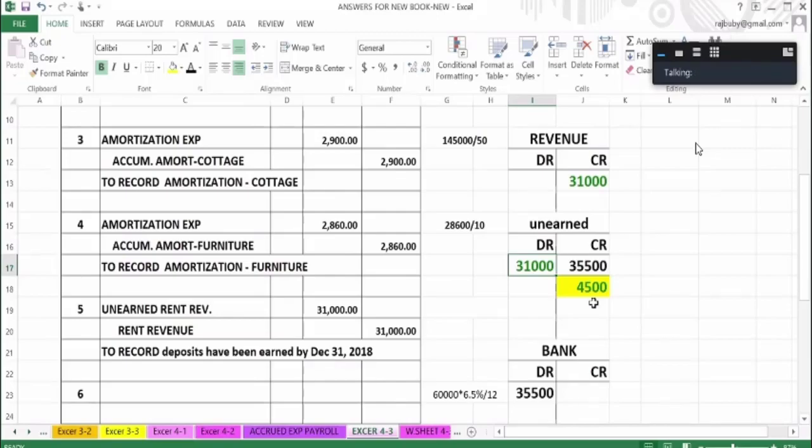Then you have to calculate interest for December, and that one is going to be interest expense and interest payable in the liability account. You are going to pay in January, right? Yeah, that one is showing in the interest payable account. First, you have to calculate how much is the interest for December.